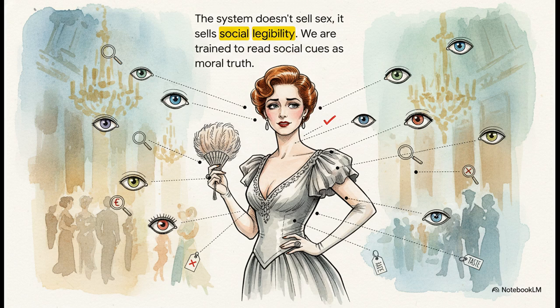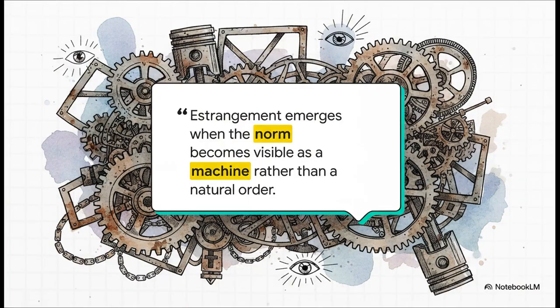We get rewarded for judging Stella's clothes, her posture, her taste, and for connecting all of that to her moral worth. The system isn't selling sex appeal. It's selling us the skill of social legibility. But this is where the film pulls a fast one on us. We're trained to judge Stella, but then we're also forced to feel the crushing emotional cost of that judgment for her. And in that moment of empathy, that's when the estrangement kicks in.